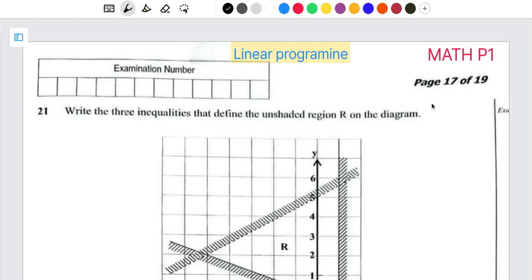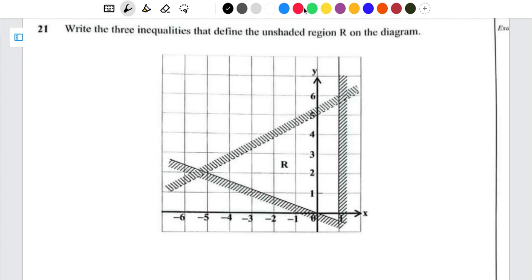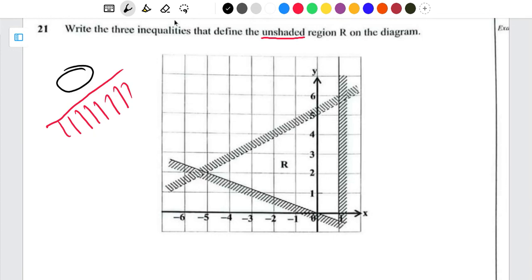So let's start. Write the three inequalities that define the unshaded region R on the diagram. You have to take note that this question is asking us to describe the unshaded region. So if this is the line, then I shade this part here. The part they are looking for is this part here, which is not shaded. That is what this question is asking us.